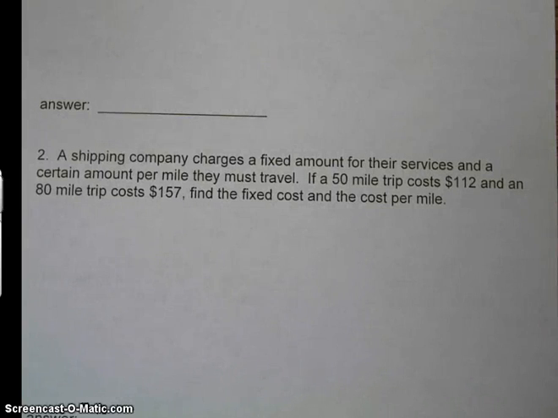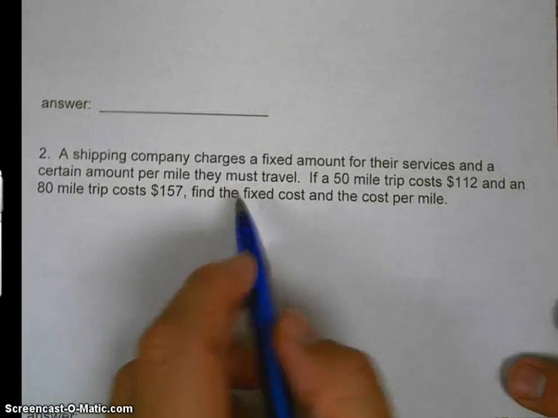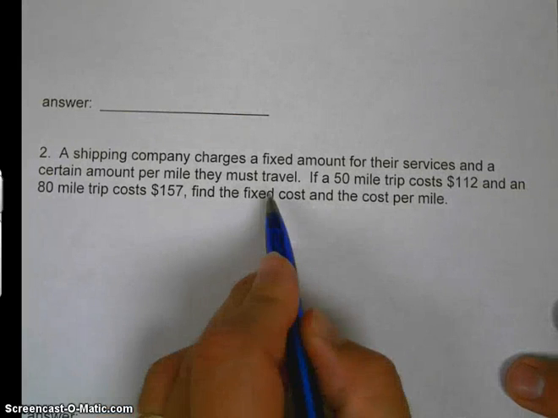Okay, let's take a look at the second one. We have a shipping company who charges a fixed amount for their services and a certain amount per mile they must travel. If a 50-mile trip costs $112 and an 80-mile trip costs $157, find the fixed cost and the cost per mile. Okay, so remember what I said. When you're doing word problems and you're setting up equations, you want to first define your variables. So you're going to look for the question. Well, it says right here, find. What are we trying to find? We're trying to find the fixed cost.